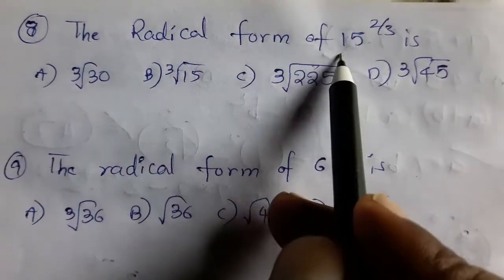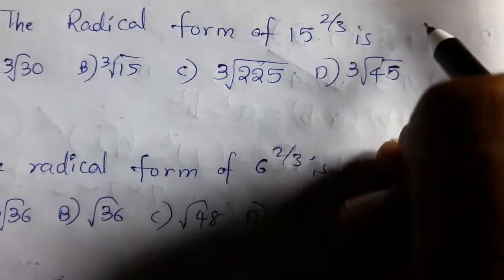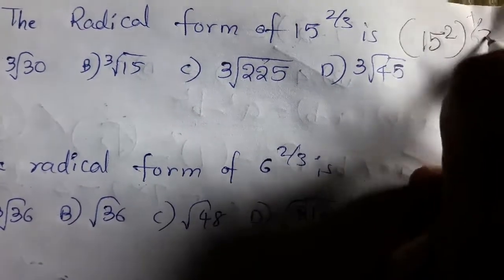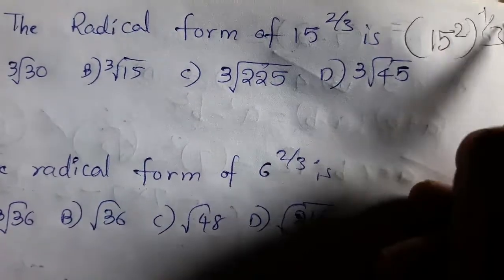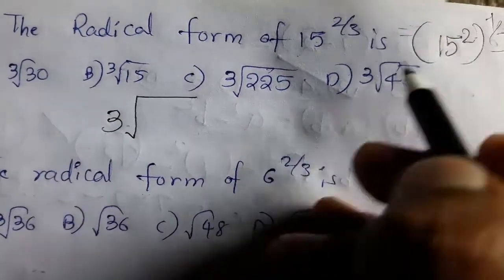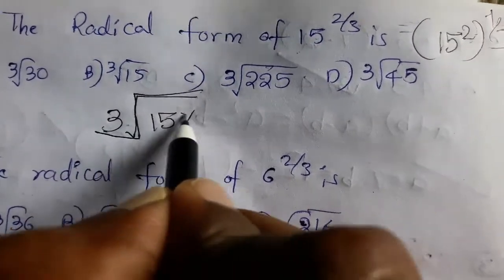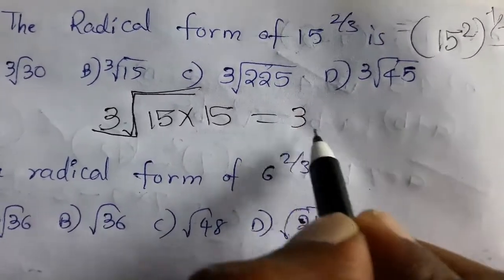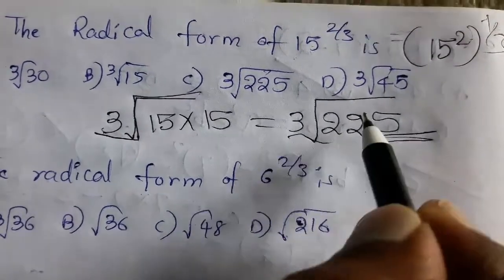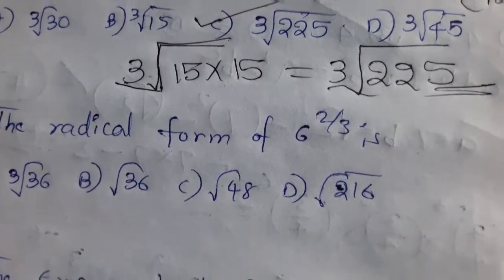The radical form of 15 power 2 by 3 is given, isn't it? So 15 square whole power 1 by 3. This can be written like this. So this can be written as 3rd root of 15 square, and 15 square means 15 into 15. So this can be written as 3rd root of 225. So 3rd root of 225 is the answer of this question. That means option number C is the right answer of the given question. Now move to next question.